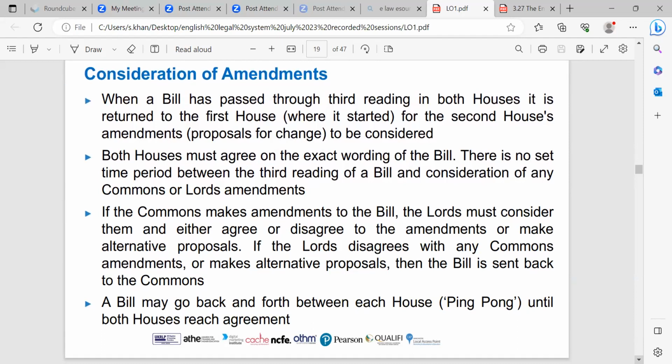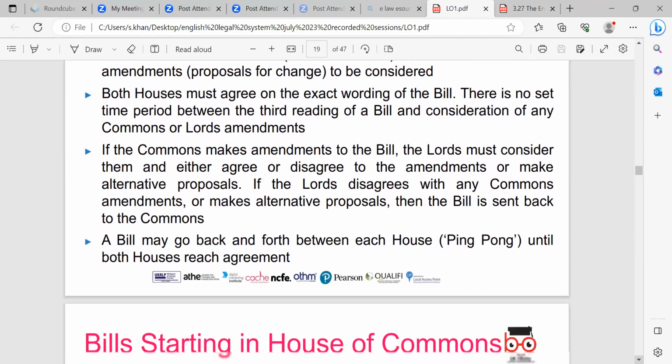There is no set time period between the third reading of a bill and consideration of any Commons or Lords amendments. If the Commons makes amendments to the bill, the Lords must consider them and either agree or disagree to their amendments or make alternative proposals. If the Lords disagrees with any of Commons amendments or makes alternative proposals, then the bill is sent back to the Commons. A bill may go back and forth between each house, which is called ping pong, until both houses reach an agreement.